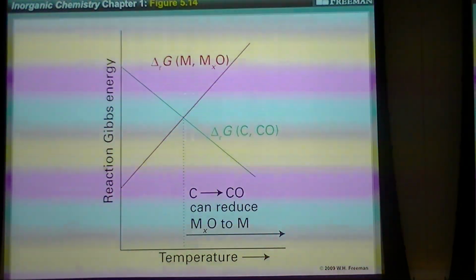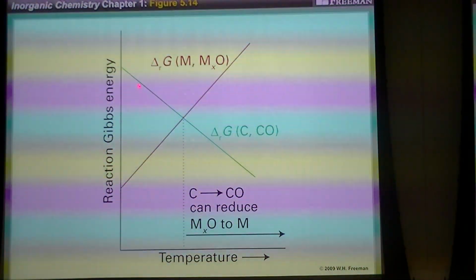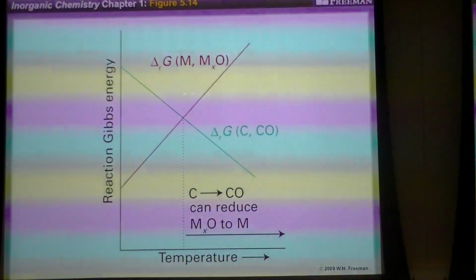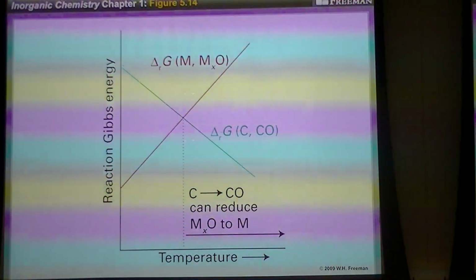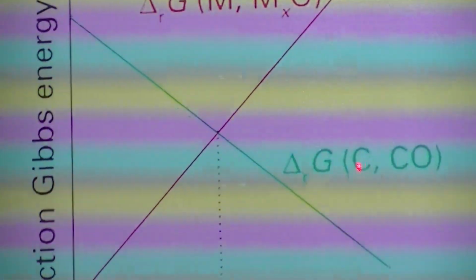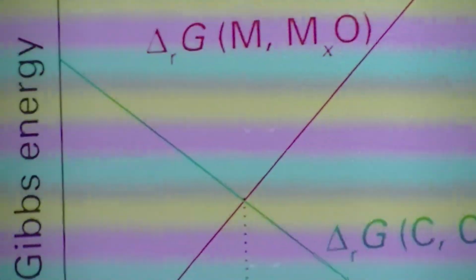I'm going to tell you right away that what we're looking for is the temperature at which the metal to metal oxide line, as you can see here in red, intercepts the carbon to carbon monoxide line. When the line for the metal to the metal oxide falls above the line for the oxidation of carbon to carbon monoxide, then carbon can be used to reduce the metal oxide. So that point identifies the minimum temperature that you need to drive this reaction: carbon being oxidized to carbon monoxide and working as a reducing agent to reduce the metal oxide to the metal.